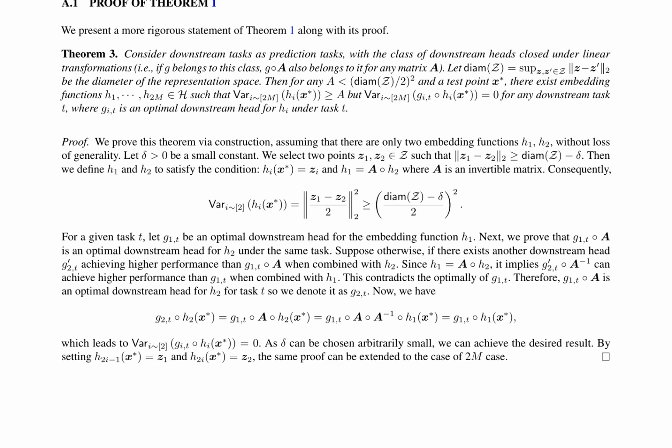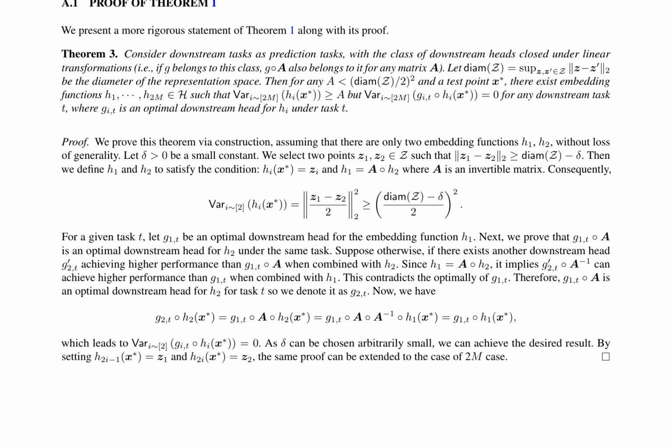The proof also demonstrates that g1^T ∘ A is an optimal downstream head for h2 under task T, where g1^T is an optimal downstream head for h1 under task T. This is achieved through contradiction, assuming that there exists another downstream head g2^T that achieves higher performance than g1^T ∘ A when combined with h2. The contradiction arises from the fact that g2^T ∘ A^-1 can achieve higher performance than g1^T when combined with h1, which contradicts the optimality of g1^T.